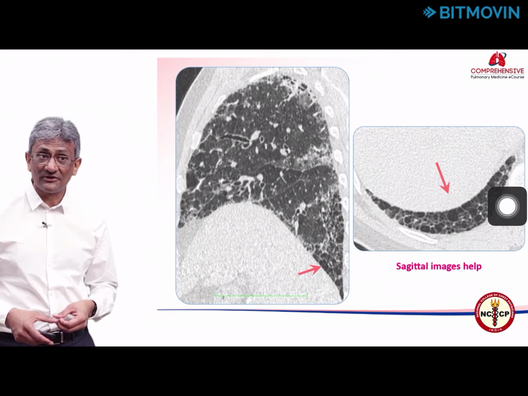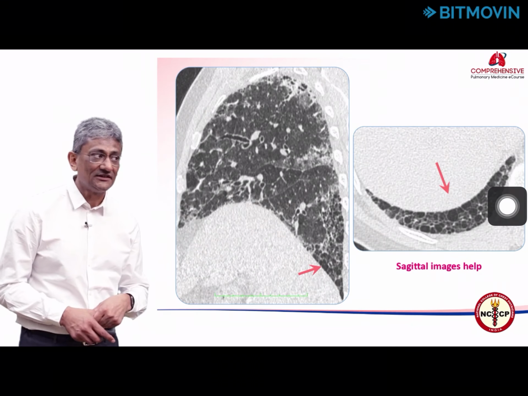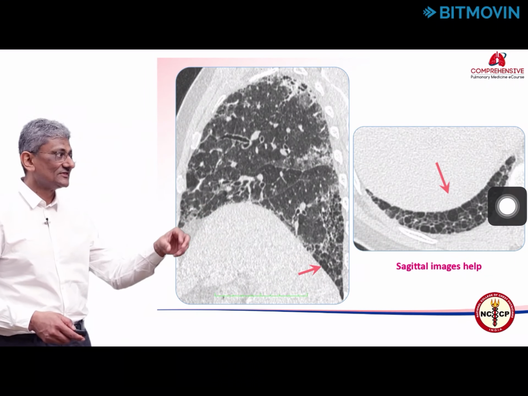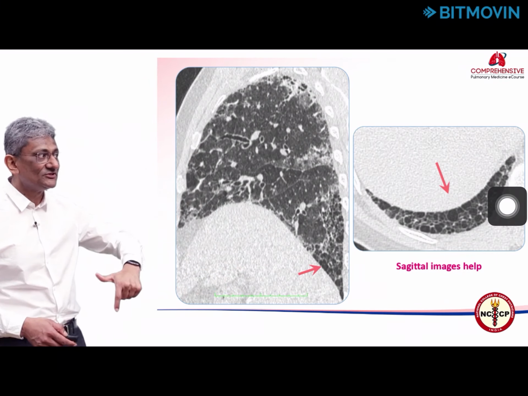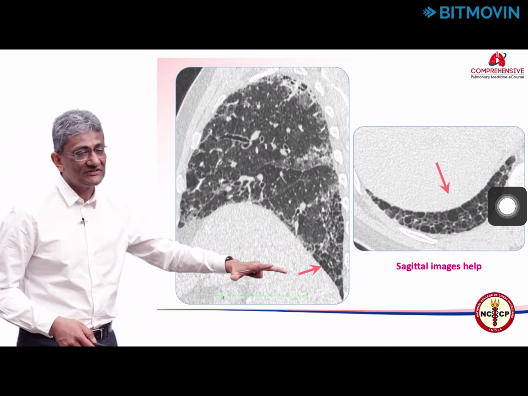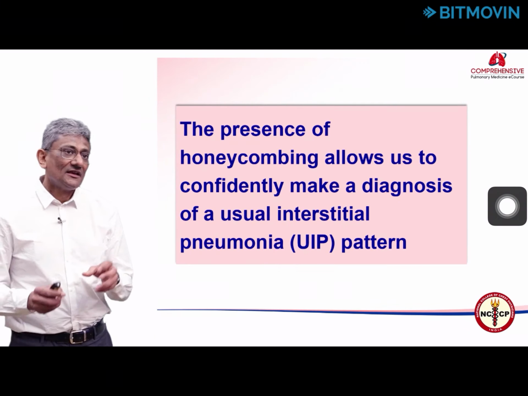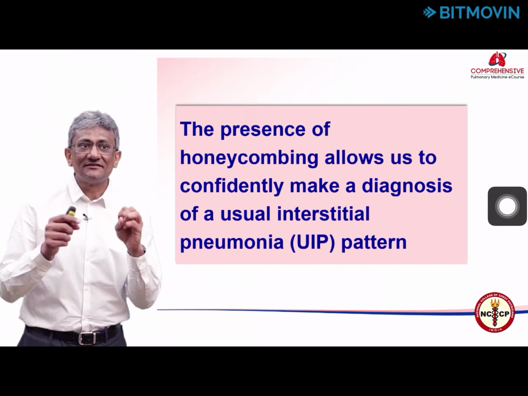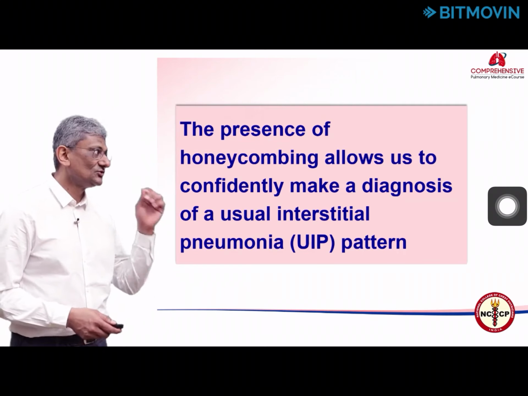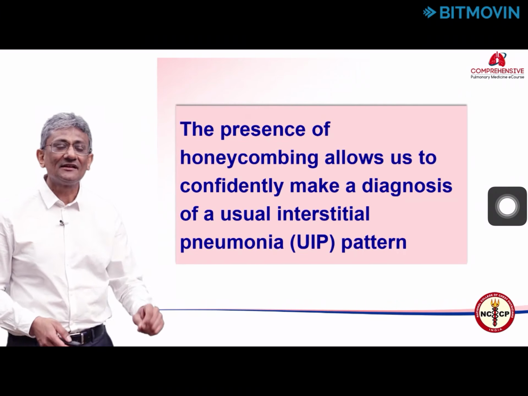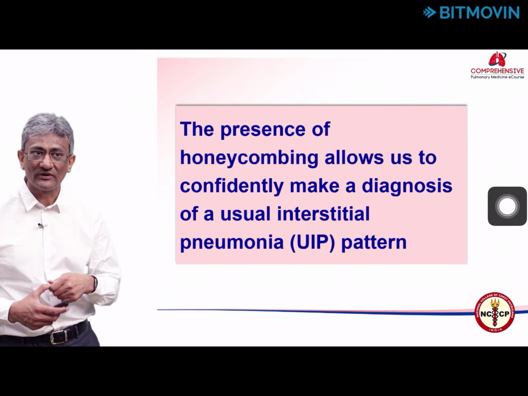Sagittal images help a lot, as you can see here. While on the axial images we do see typical honeycombing, the sagittal images allow us to confirm that diagnosis, to see deep into the recess, and to see that there is no subpleural sparing. So, once we have made the diagnosis of honeycombing, it allows us to confidently make a diagnosis of a usual interstitial pneumonia or UIP pattern.